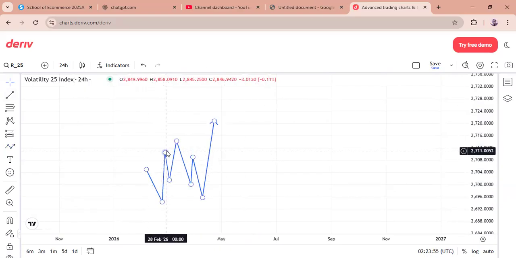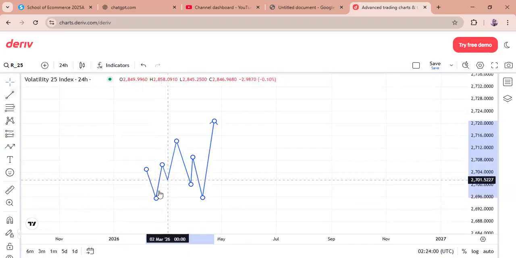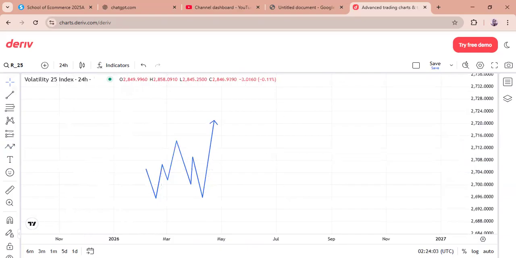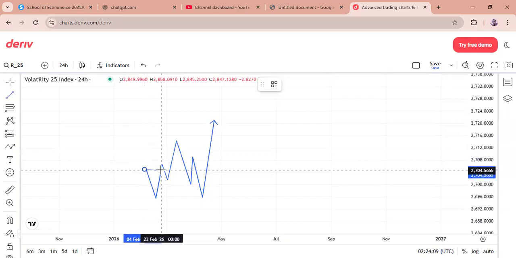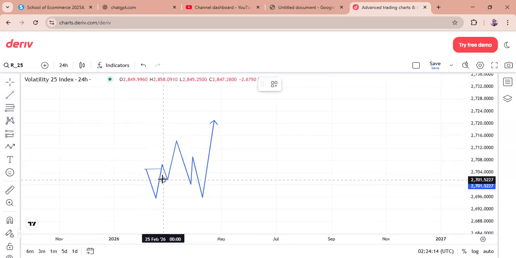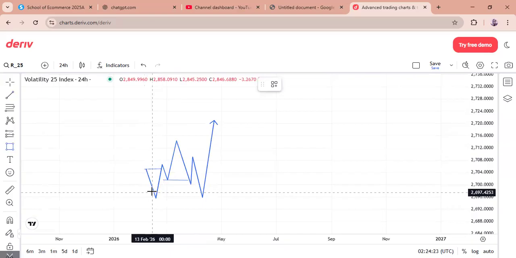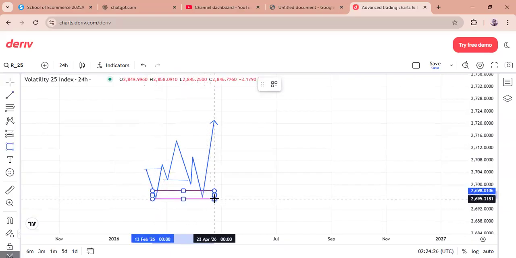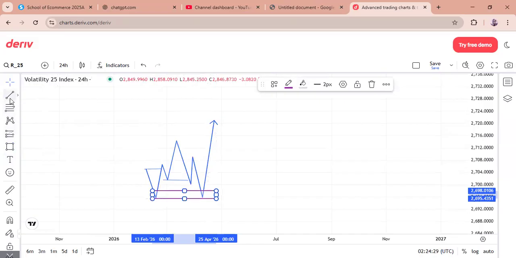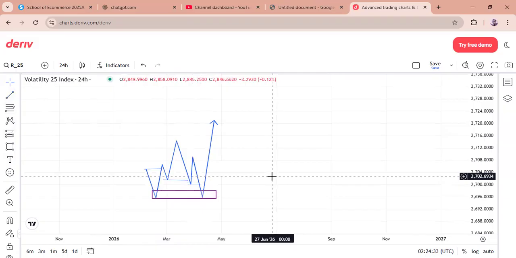So we have two things involved now. We had a break of structure here. Then we had an inducement created here. Then we have a block. Another block here. Then we also had this inducement that happened here. This is why most of the time we chop stop losses and we think it's market manipulation.